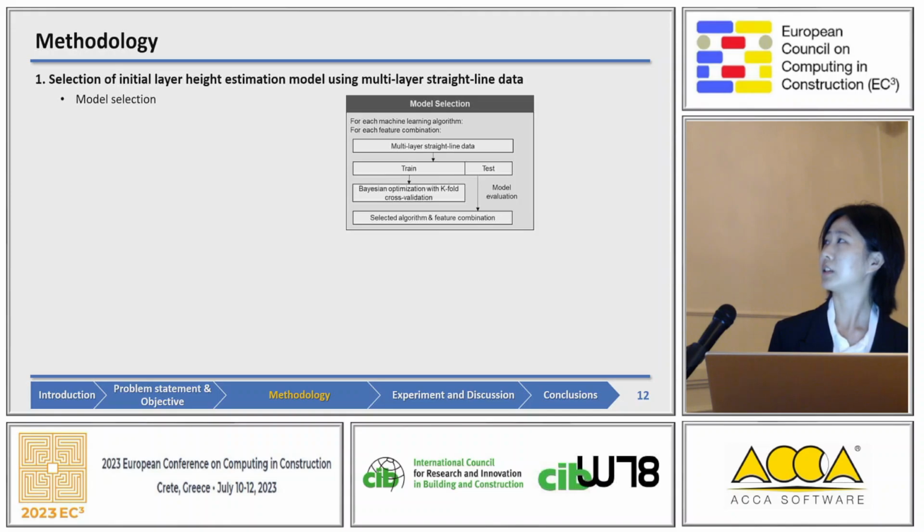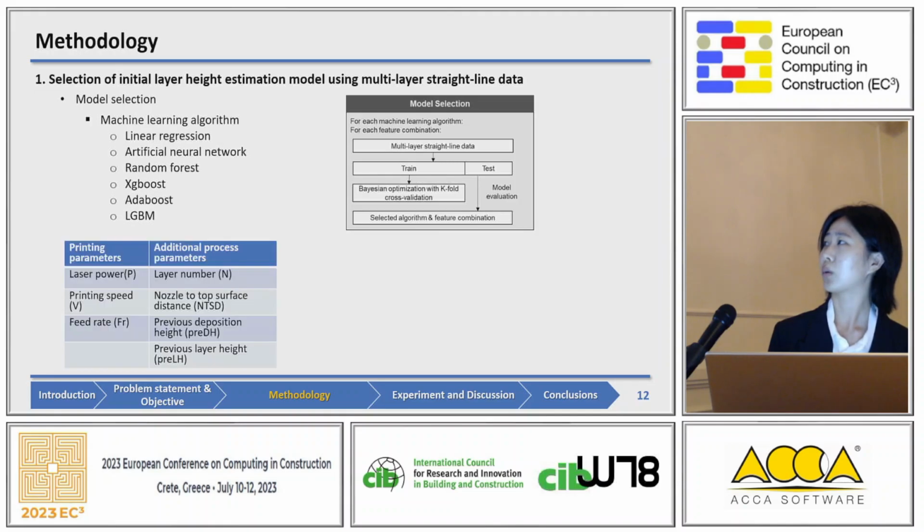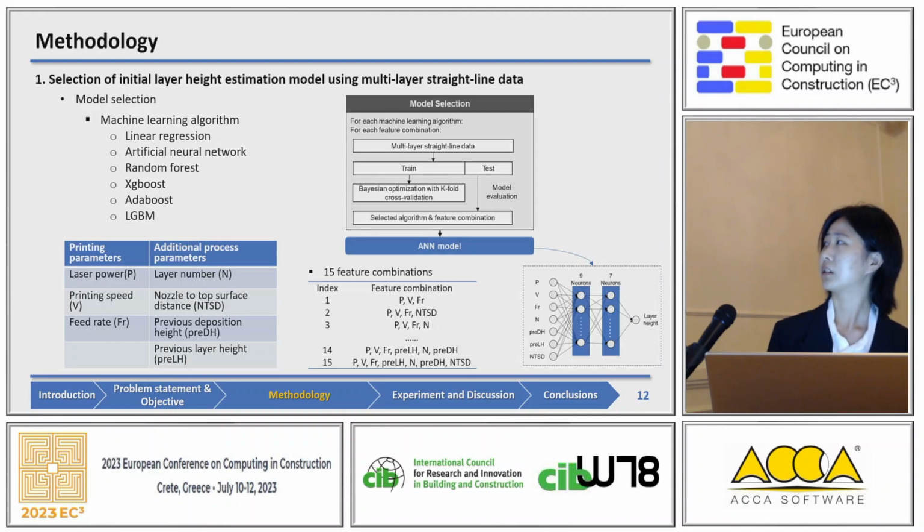So here are the details. First, we select the initial layer height estimation model using a large amount of multi-layer straight line data. We select 6 machine learning algorithms and consider printing parameters and process parameters. We have 15 feature combinations for each machine learning algorithm. We train and test, and then select the best algorithm and feature combination. And finally, it turns out to be the AM model.